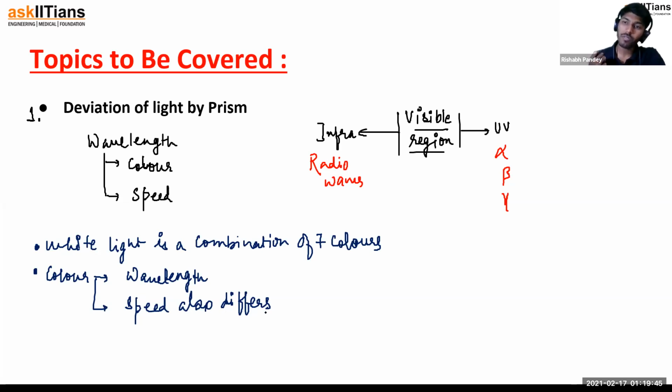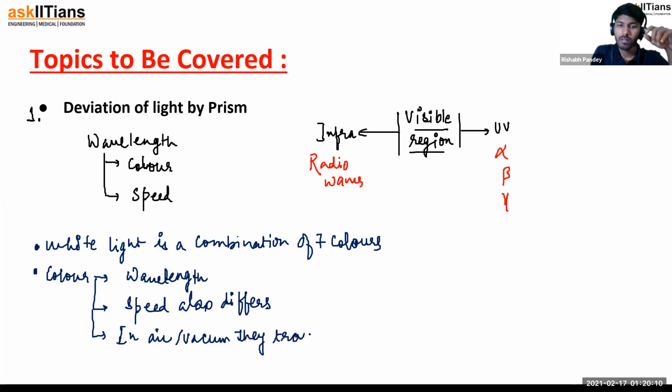they split into a band of 7 colors. That means they all go like apne apne raste, and they part their ways. So point is that I can have another conclusion over here, that in air or vacuum, they travel at same speed. That is why there is no dispersion of light taking place.